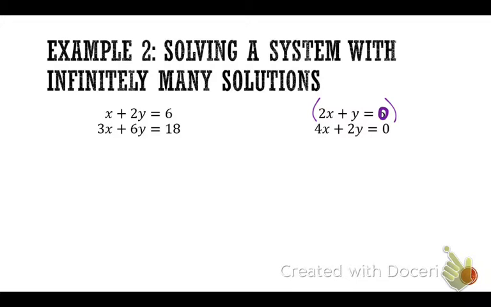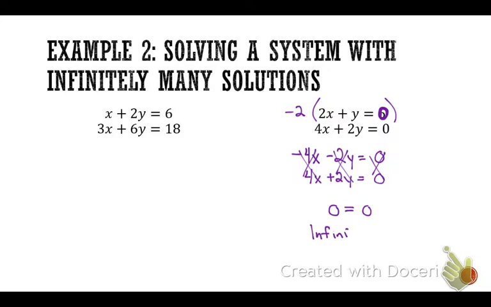So, what did you multiply it by, though? Negative 2. You multiplied it by negative 2, so you could get negative 4x minus 2y equals 0. And now I have 4x plus 2y equals 0. And then they just all cancel again. So when you see them all canceling like that, that's definitely an indicator.